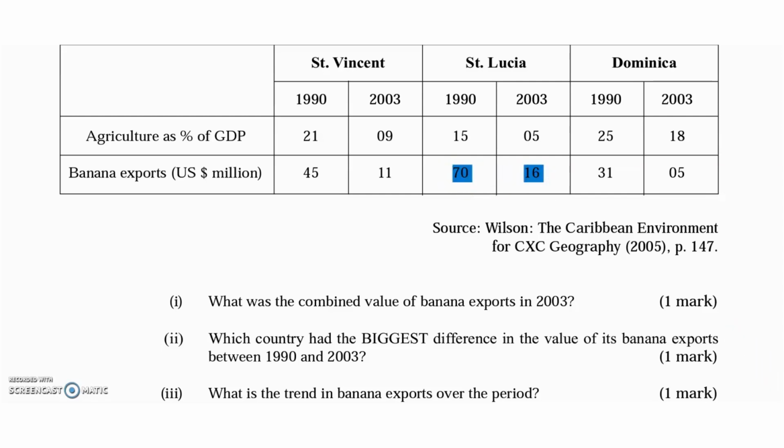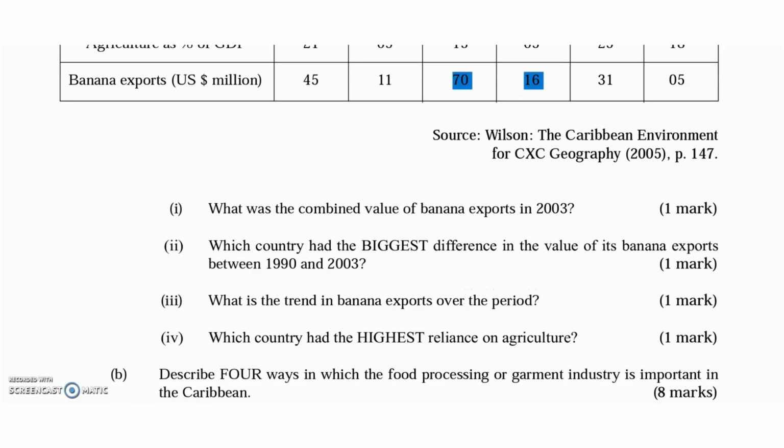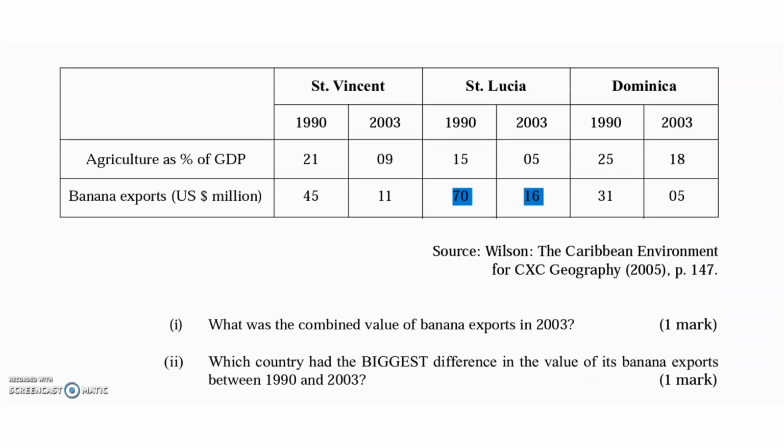Good. Next question, part 3. What is the trend in the banana exports over the period? Now, students, look carefully. For all three countries, we are seeing a specific trend. From 1990 to the year 2003, observing the initial values and also the final values in the year 2003, there is in fact an overall decline for all three countries in terms of banana exports. An overall decline in exports of that particular resource.